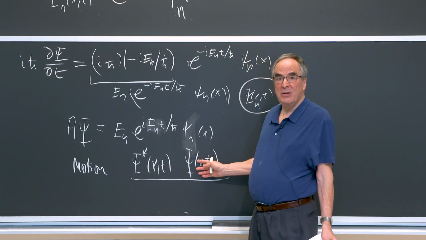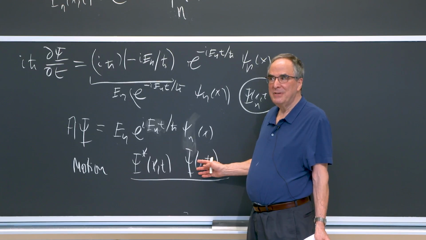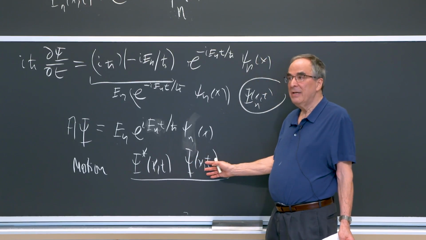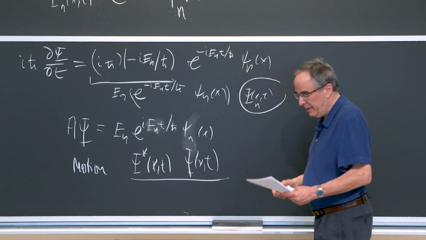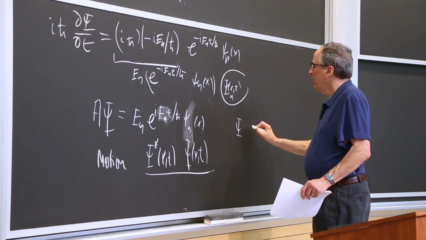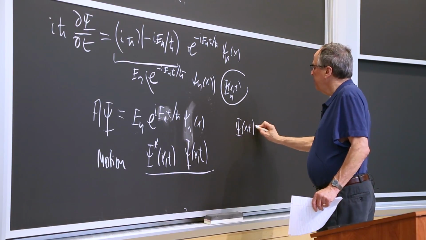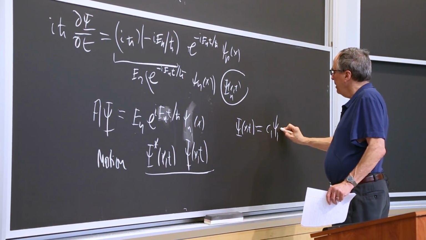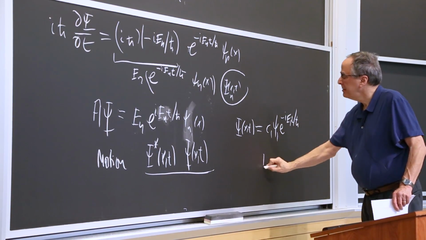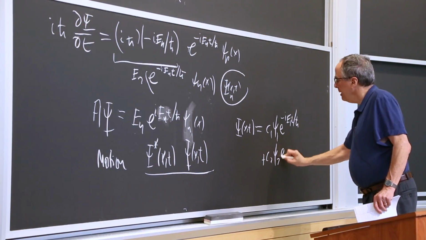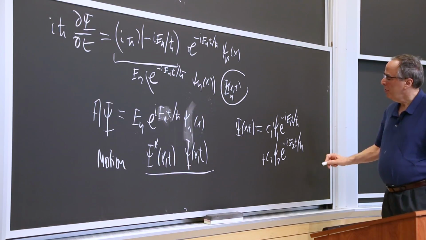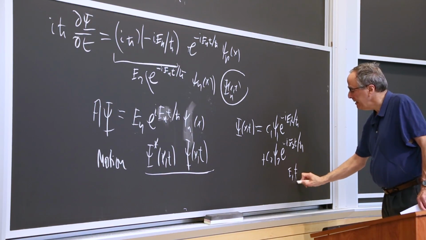Well, when is this thing going to move? Well, the only way this probability density is going to evolve in time is if we have a wave function psi of x and t equal to c1 psi 1 e to the minus i e1 t over h bar plus c2 psi 2 e to the minus i e2 t over h bar, where e1 is not equal to e2.